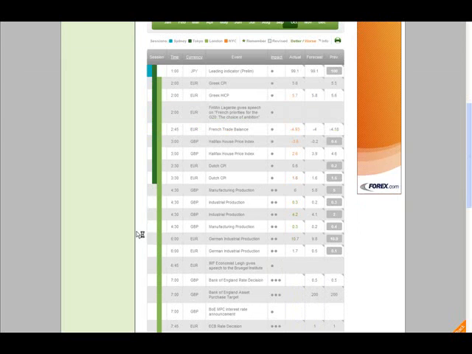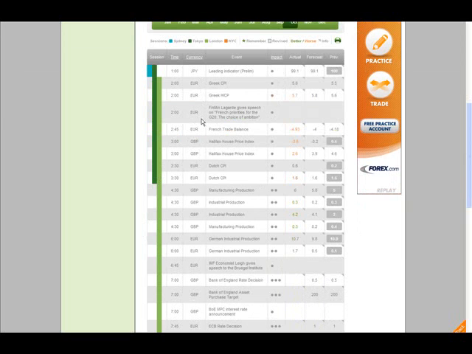And basically we're looking for news that affects either the UK or the US. So under the currency column, anything that says GBP or USD, we're going to look at. And we only want to take a look at news that may have an impact on the market. So under impact, we want to make sure it has at least 2 or 3 dots. Anything with 1 dot, we're not going to regard as a news event.